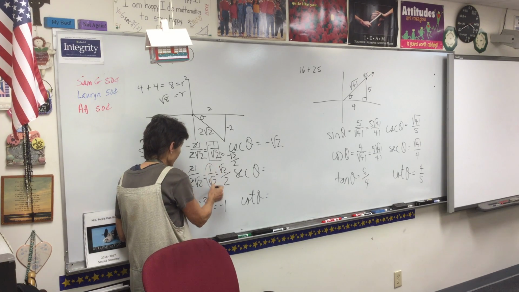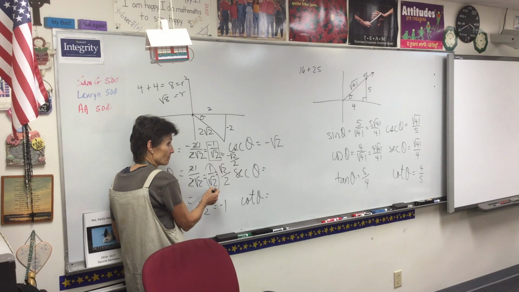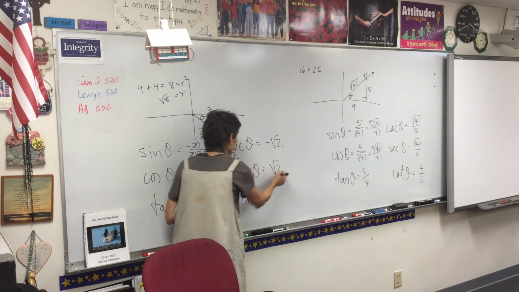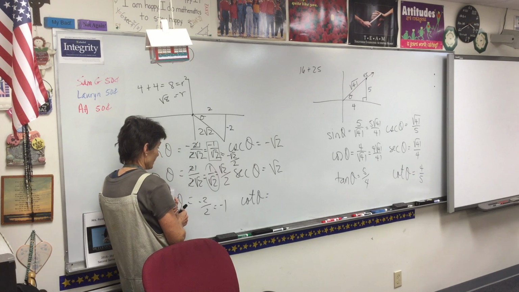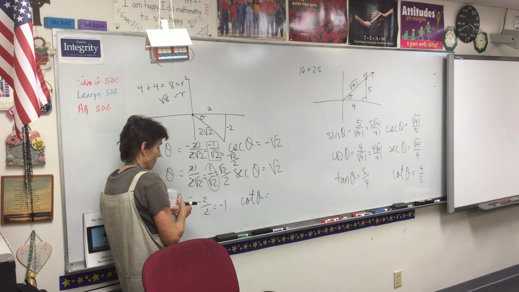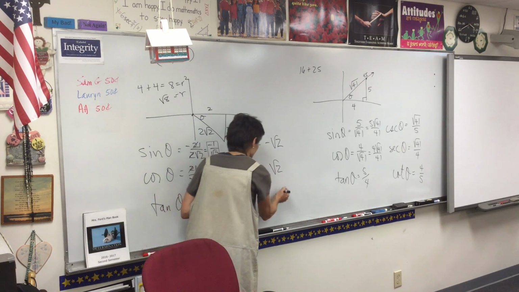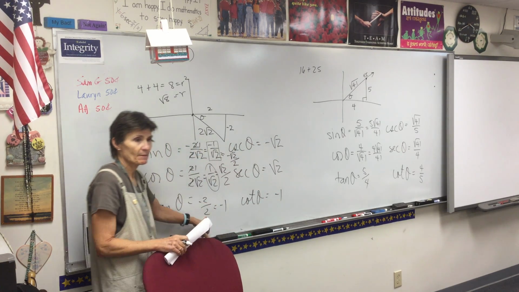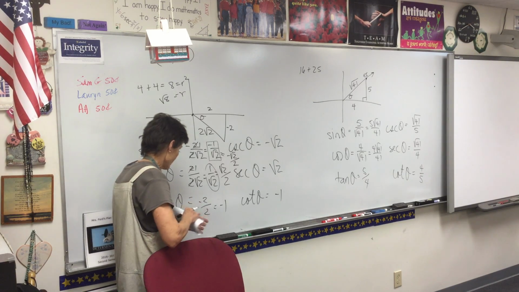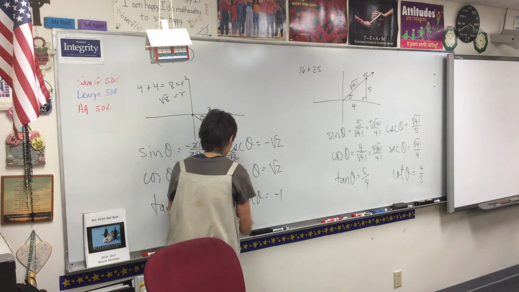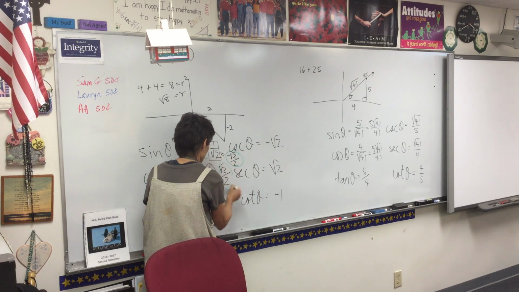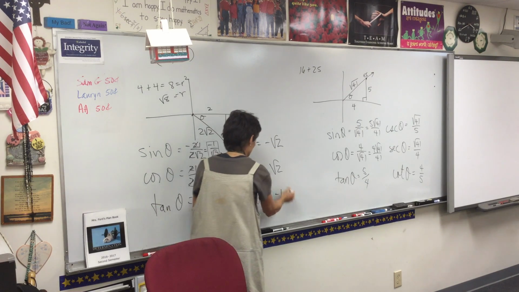And what's the secant going to be? +√2/1. And what's the tangent going to be? Or cotangent, I mean, cotangent. -1, sure. When I flip that, don't I get the same thing? So here are your final answers. In green are the final answers.